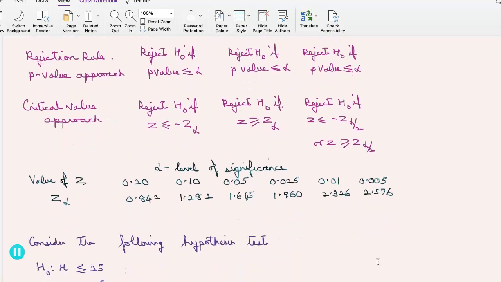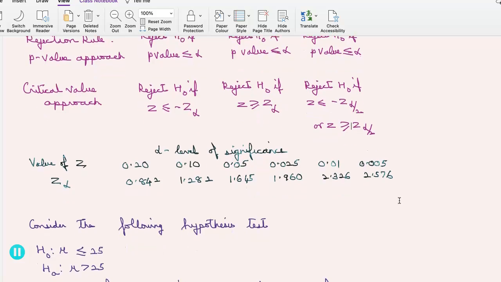Now you have the level of significance alpha, and these are the levels which you need to remember when you are doing problem solving. So when alpha is 0.2, Z alpha is 0.842, for 0.1 Z alpha is 1.282, for 0.05 it is 1.645, for 0.025 it's 1.96, and these are the values which you more or less need to remember.